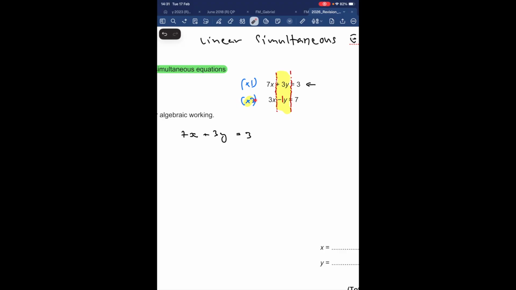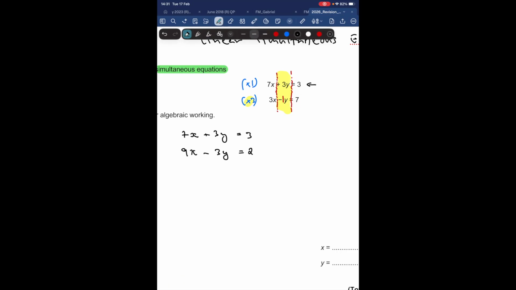We then do this multiplication for the second equation. We're multiplying everything in the second equation here by 3. So 3 times 3x will give us 9x. 3 times minus 1 will give us minus 3y, equals, and again we have to multiply everything on the right hand side of the equation, so we need to multiply this 3 by 7. That's going to give us 21.